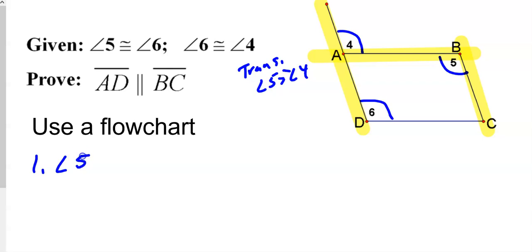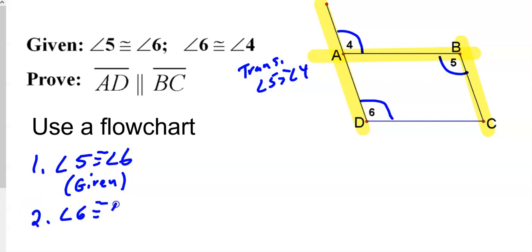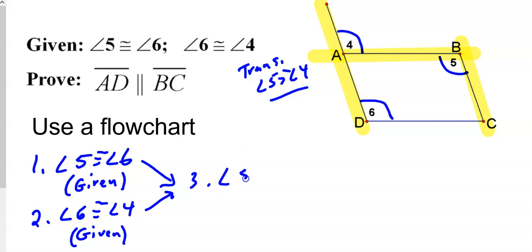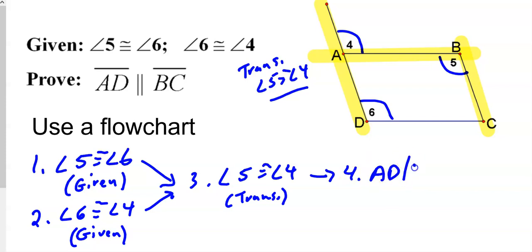So angle 5 is congruent to angle 6. That is given. Angle 6 is congruent to angle 4. Also given. So again, both of these are our links, so we put arrows from both of them because that helps us prove that angle 5 is congruent to angle 4. And again, we only need to write transitive here because the arrows represent us writing the links. And then we can go right to our proof statement showing that AD is parallel to BC.